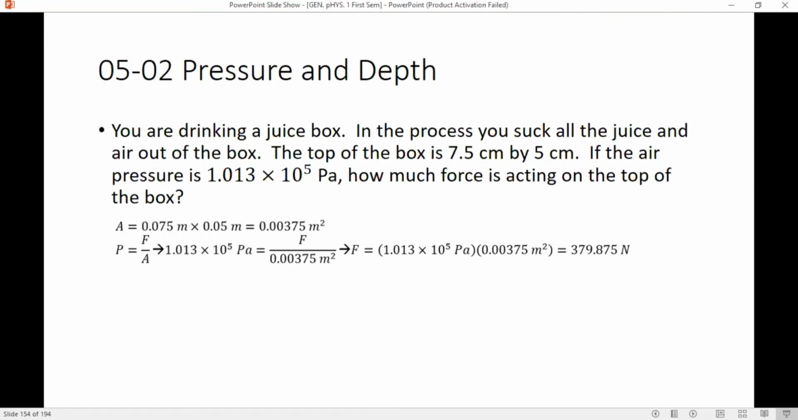So, for instance, you are drinking a juice box. In the process, of course, you will suck all the juice and air out of the box. The top of the box is 7.5 centimeters by 5 centimeters. If the air pressure is 1.013 times 10 to the power of 5 Pascal, how much force is acting on the top of the box?